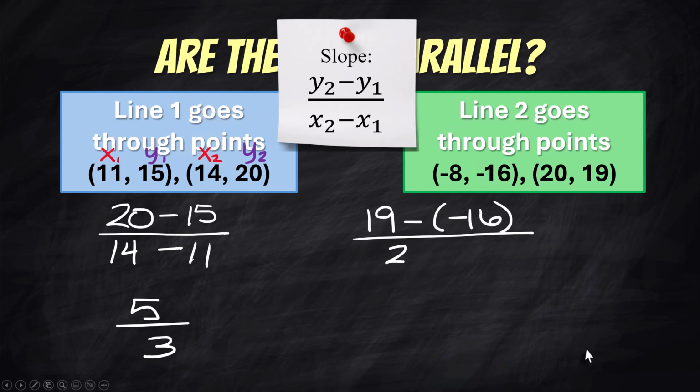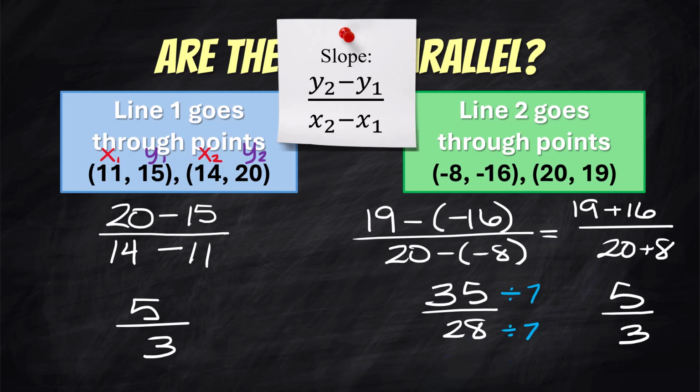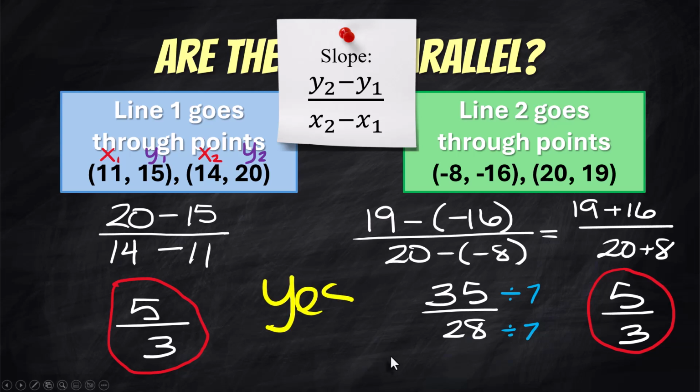We're going to do the same thing for this one. 19 minus -16 over 20 minus -8. Remember, if you have two negatives next to each other, that's going to change to a plus. So this turns into 19 plus 16 over 20 plus 8, which becomes 35 over 28. That is not in lowest terms. What can go into both 35 and 28? 7. Let's divide top and bottom by 7, and we end up with 5/3. So the slopes match. That means, yes, these are parallel lines.